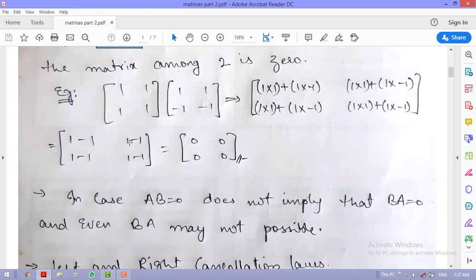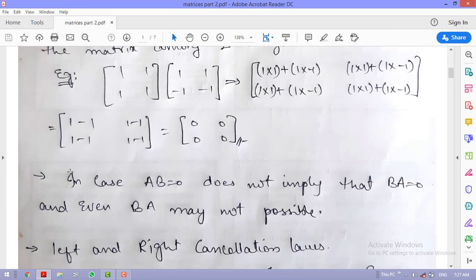Alright, so we'll jump to another property. AB equal to 0 does not imply that BA should also be equal to 0, and even BA may not be possible, right? That is actually true. If you take the multiplication of B into A, it may not be the case that the resultant matrix is equal to 0. And apart from that, when you are multiplying B into A, if the column of the first matrix B is not equal to the row of the A matrix, then multiplication is not possible. Okay.